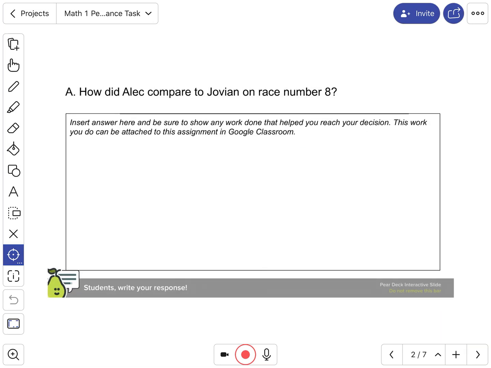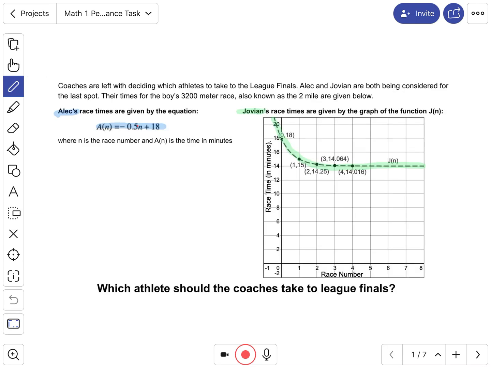Okay, so looking at race number 8, you have to determine based on the graph and the equation race number 8. So here's the race numbers down here on the bottom. If you're looking at race number 8, you're looking down here, and then you're going to go up to see where it is on this graph, and then basically its corresponding minutes. If you're looking for race number 8 here, you're going to have to plug in an 8 right here where the n is, and then you're going to multiply it with this negative 0.5. And then once you get that, you add it to the 18, and then that's the race time for race number 8. And again, you want to determine who has the lowest amount.